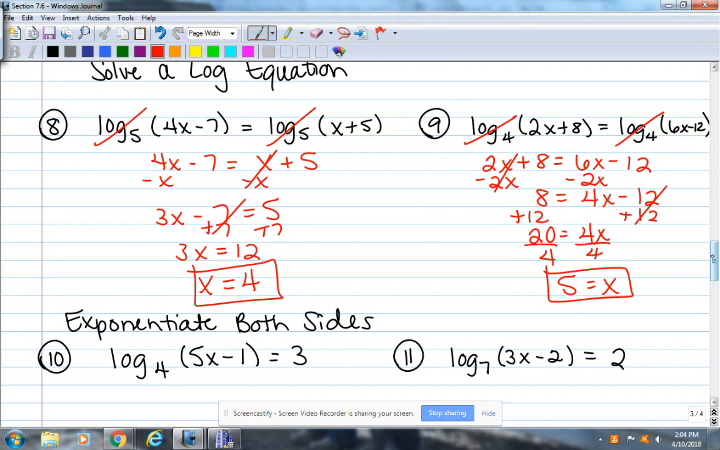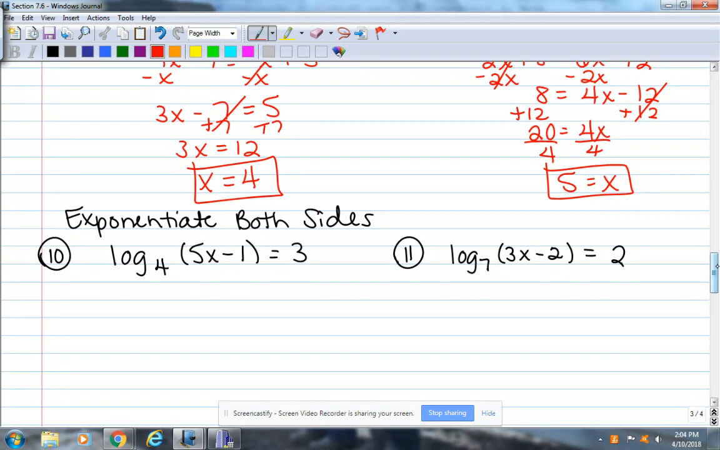So what if you don't have a log on both sides? You just have it on one side. What's the opposite of a logarithm? Exponent, right? Logarithms and exponents are inverses of each other. They cancel out each other. So if they give us a log on one side and not both sides, we have to do something called exponentiate both sides. Say that word, exponentiate. That means put it in an exponent. Okay, exponentiate means put it in an exponent.